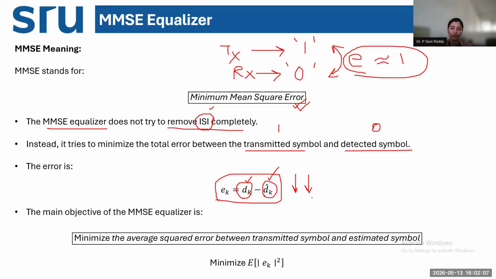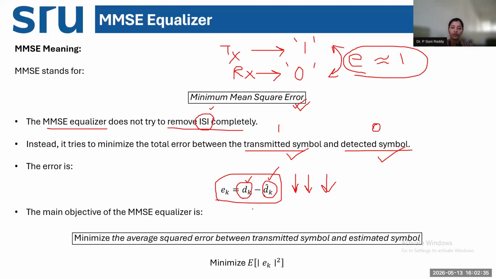So it will optimize its weights, it will optimize the multiplication factor at the receiver side so that we can minimize this error between the transmitted symbol and the detected or the received symbol. And when this error is minimized, the transmitted symbol is almost equivalent to what we are receiving at the receiver side. So we're trying to remove this error between the transmitted and the received signal here.